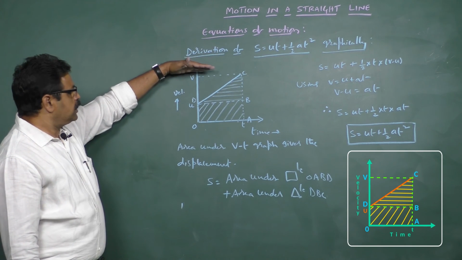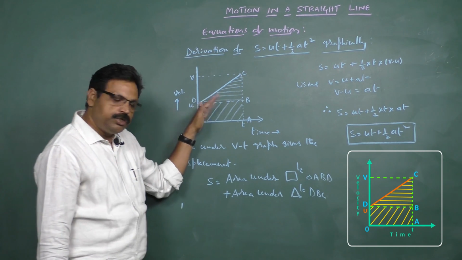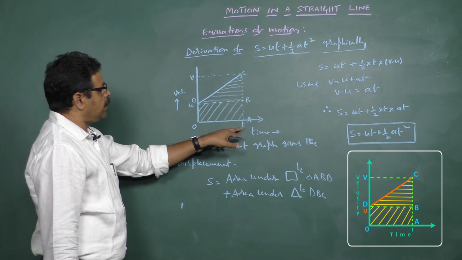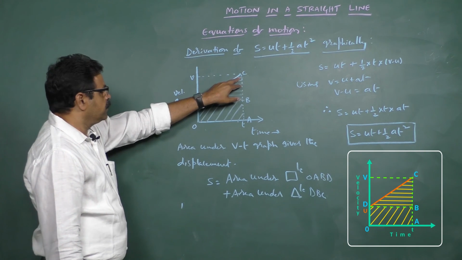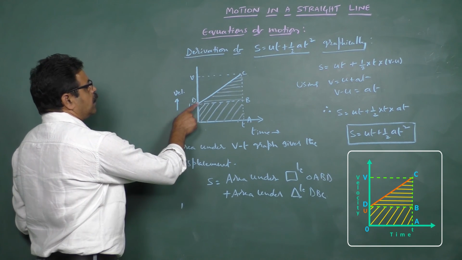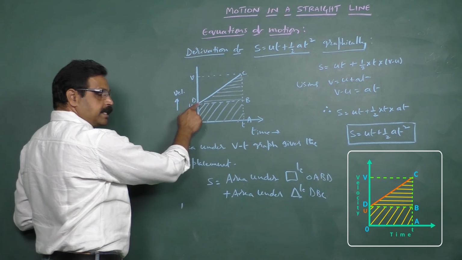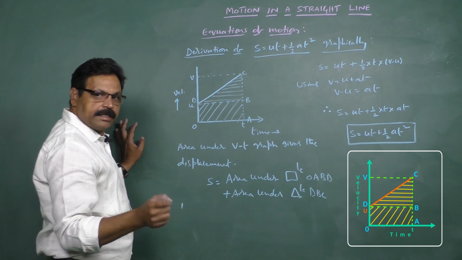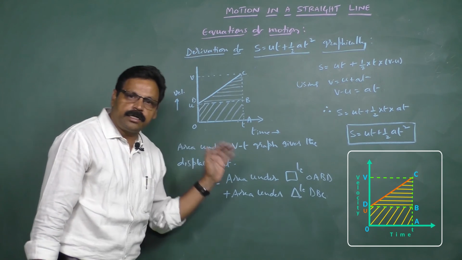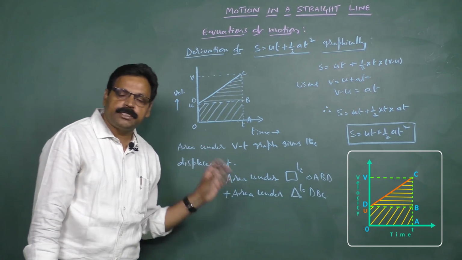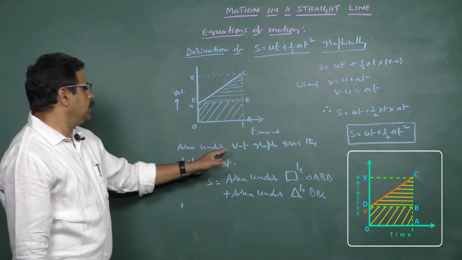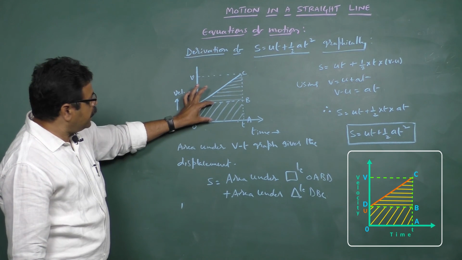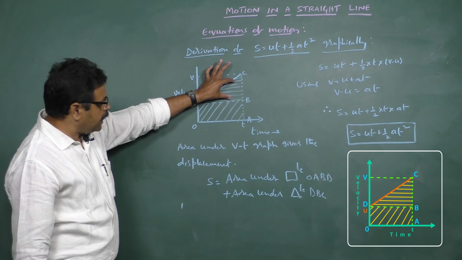See here, you just take a body starting with an initial velocity u, moving with constant acceleration a, so that after time t it will be reaching a final velocity v. If I draw the vt graph, the vt graph is going to be a straight line starting from a certain point on the y-axis. So the graph is going to be like this. If I take the area under the vt graph, that area is going to be the displacement travelled by the body. Therefore, area under vt graph gives the displacement, which means the area can be the sum of the area of this rectangle and the area of the triangle over here.